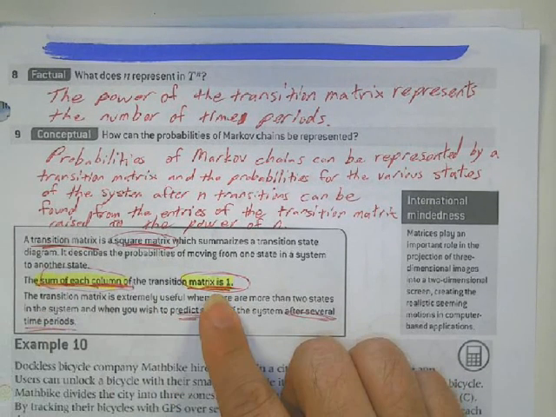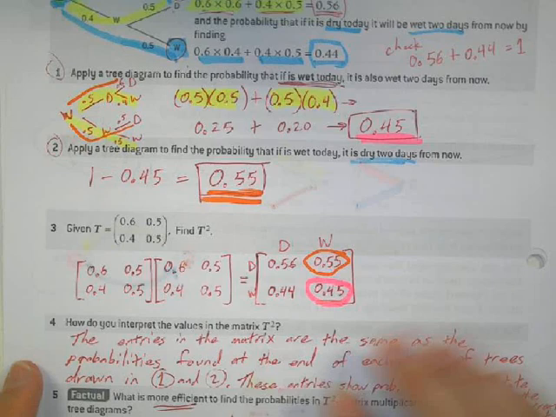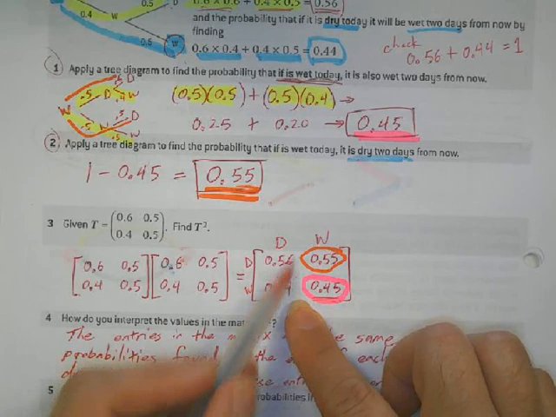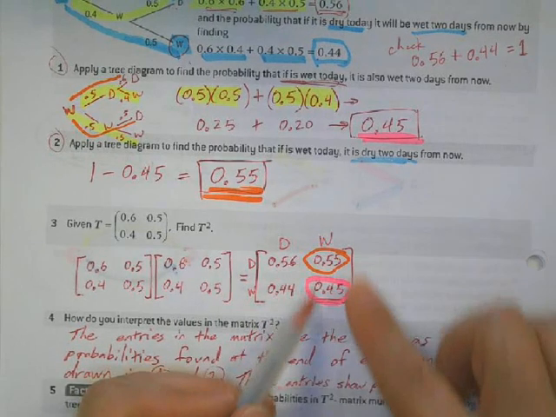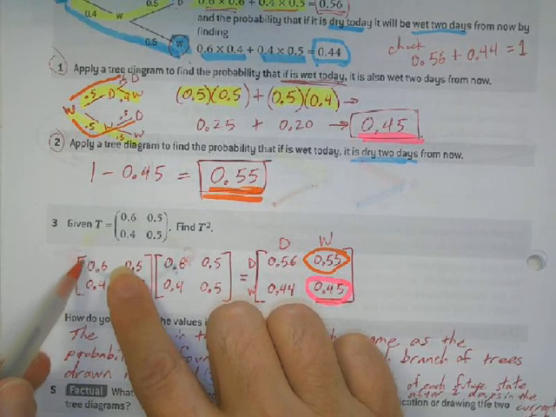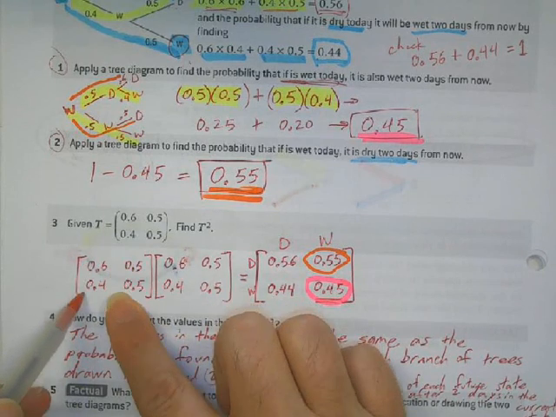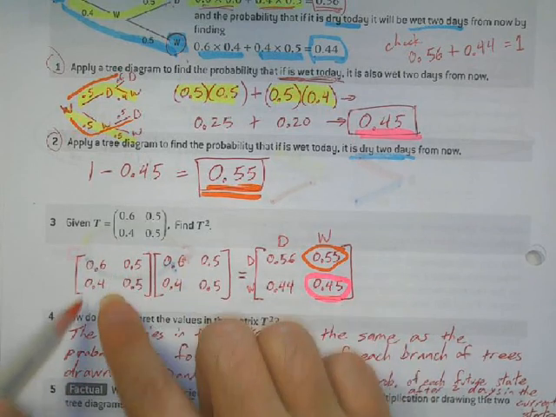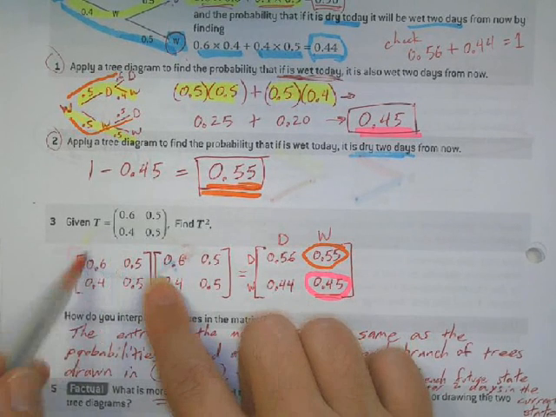Let's look back and see what we have here. Notice 0.56 plus 0.44 adds up to 1. These guys here add up to 1 as well. And here, the original one, 0.6, 0.4, that adds up to 1. 0.5 and 0.5, that adds up to 1. And we should know that with probability, the probabilities always add up to 100%.